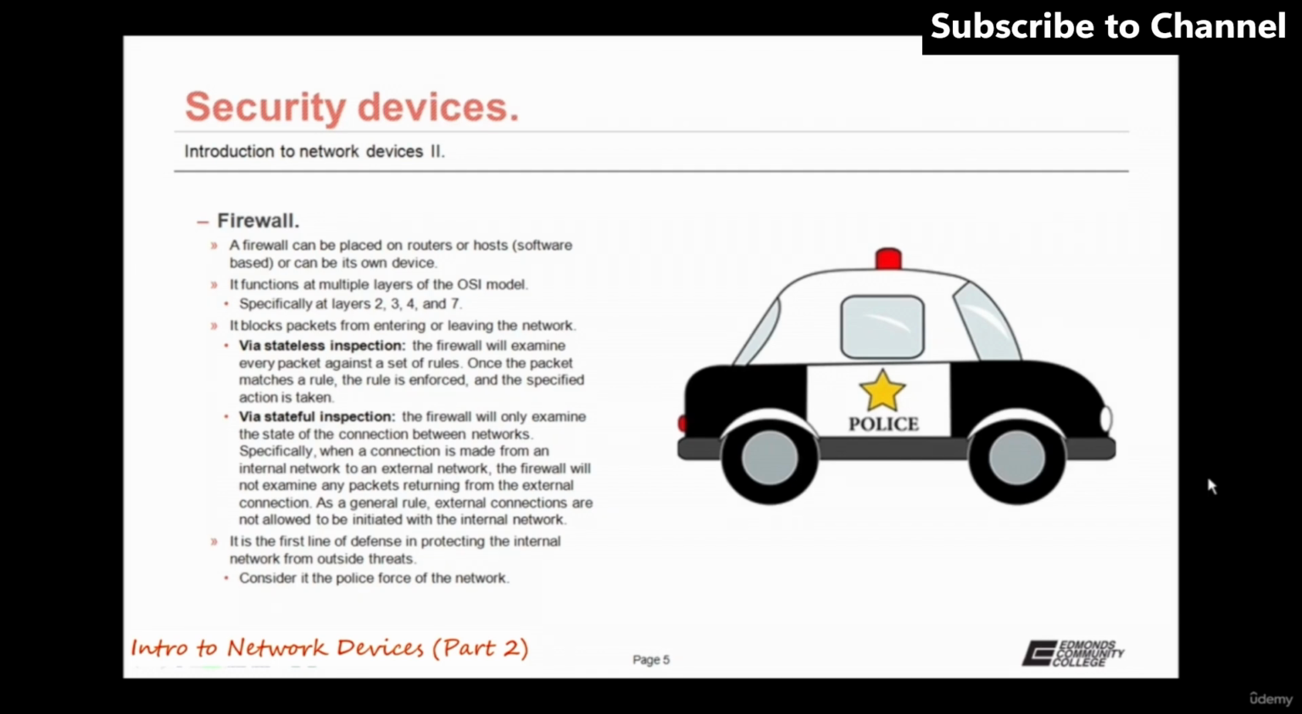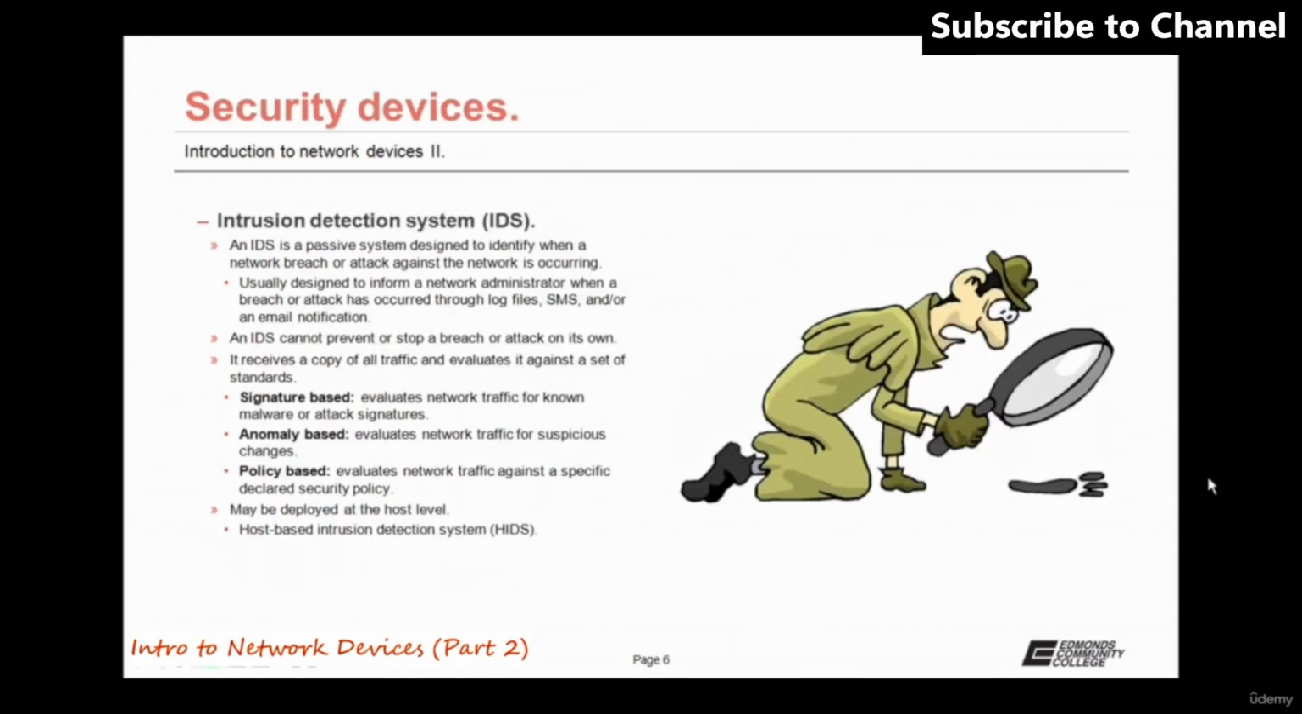Now, firewalls are the first line of defense in protecting the internal network from outside threats. You can consider the firewall to be the police force of the network. Then there is the Intrusion Detection System, the IDS. An IDS is a passive system designed to identify when a network breach or attack against the network is occurring.